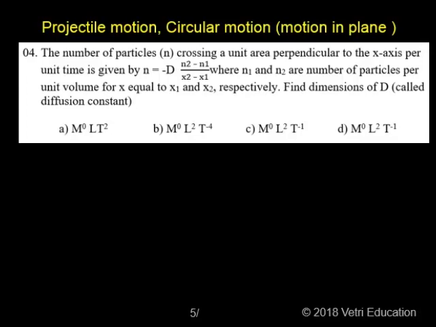This is the fourth question. Here, they have given the number of particles crossing a unit area perpendicular to the x-axis per unit time is given by n equal to minus D (n2 minus n1) divided by (x2 minus x1), where n1 and n2 are the number of particles per unit volume for x equal to x1 and x2 respectively. Find the dimension of D, called the diffusion constant.